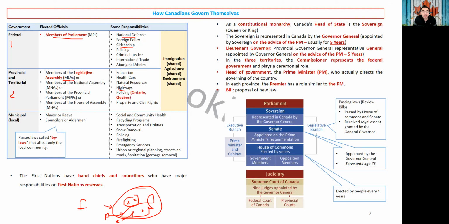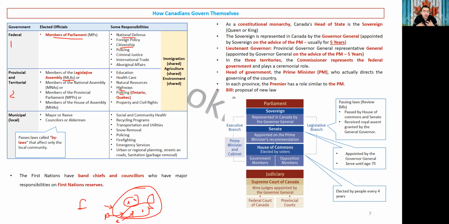Policing: the federal police is responsible for all provinces except two, Ontario and Quebec. Why? Because Ontario and Quebec have a large number of people. We will see later on that they actually contain around half of the population.